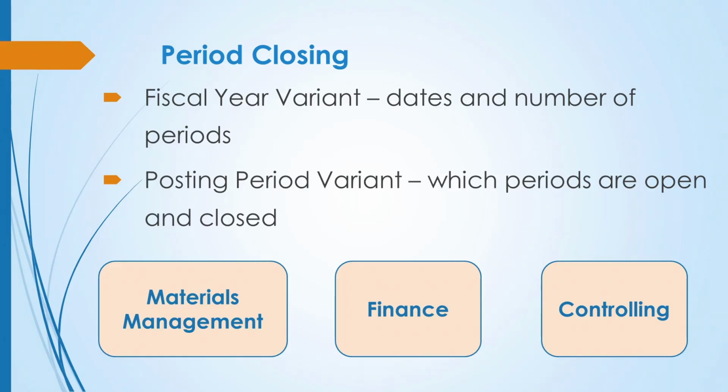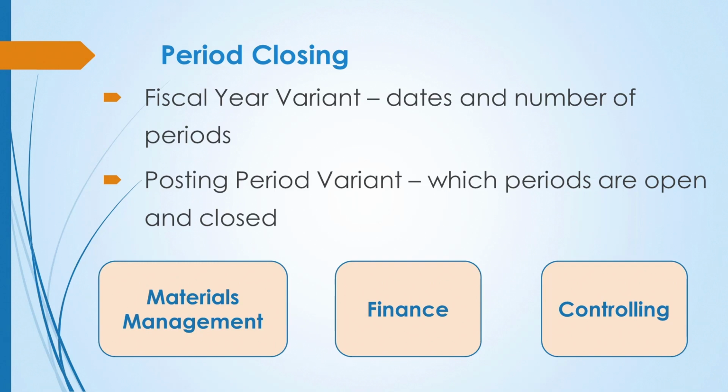As we saw in section 2, the fiscal year variant dictates the number of periods in a year, when they start and finish, as well as the fiscal year end date. This is not to be confused with the posting period variant, which only controls which periods are open and closed in finance. You can have one posting period variant per company code, or you can include many company codes in one variant. For example, so that head office can close all company codes together in one go, or so that Europe and the US can close their company codes separately.